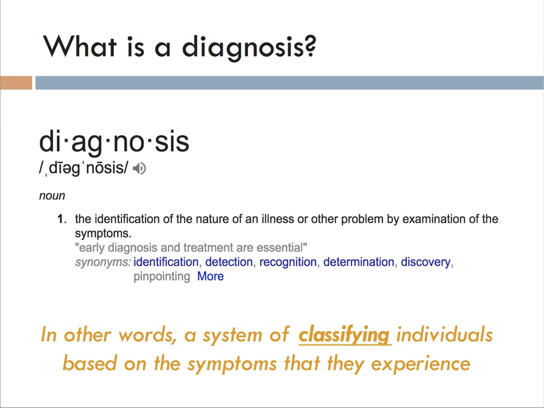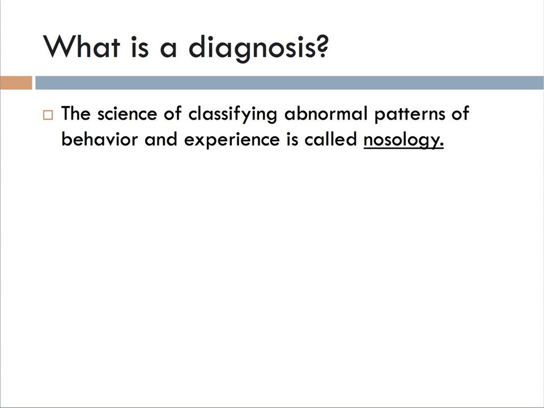Now, let's start with a definition. Overall, a diagnosis is the identification of the nature of an illness or other problem by examining the symptoms. In other words, a diagnosis is a system of classifying individuals based on the symptoms that they experience. Now, the important thing to note is that this has been going on for centuries. Just a little vocabulary lesson.